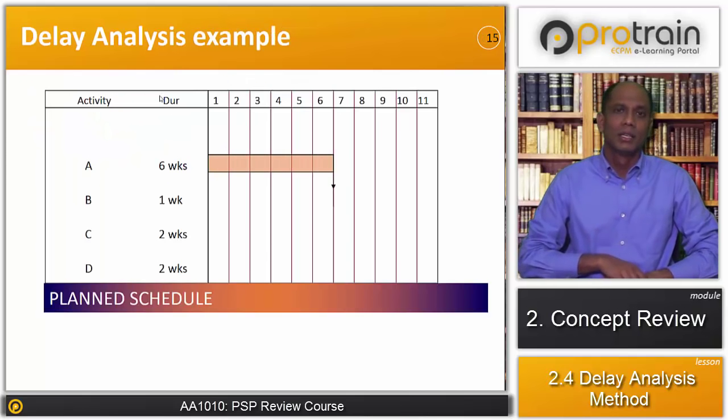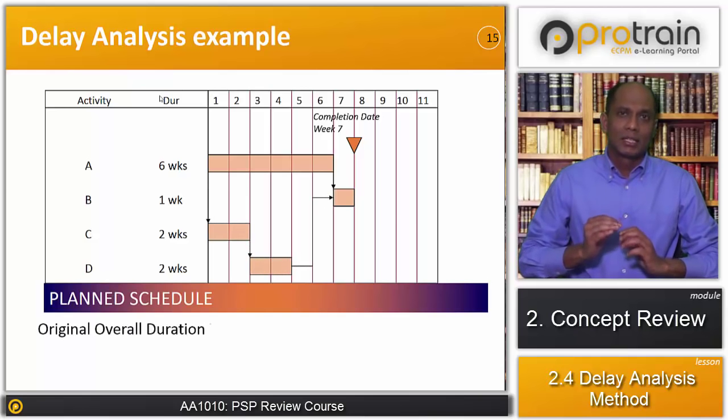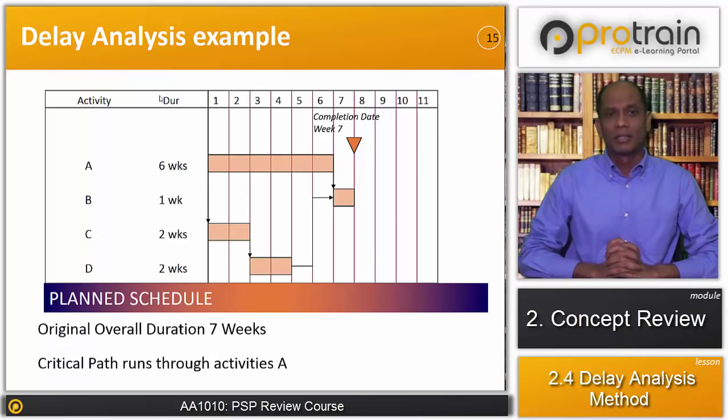Let's go ahead. But before we understand and get into detail of these methods, let's understand a common example which we have taken to demonstrate the first 3 delays. So let's see what we have on the screen.